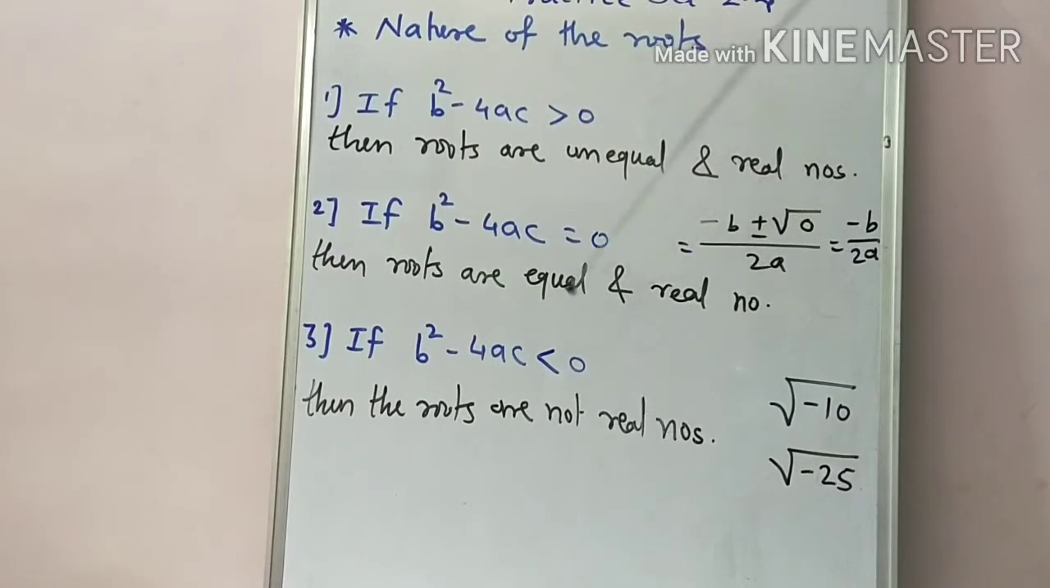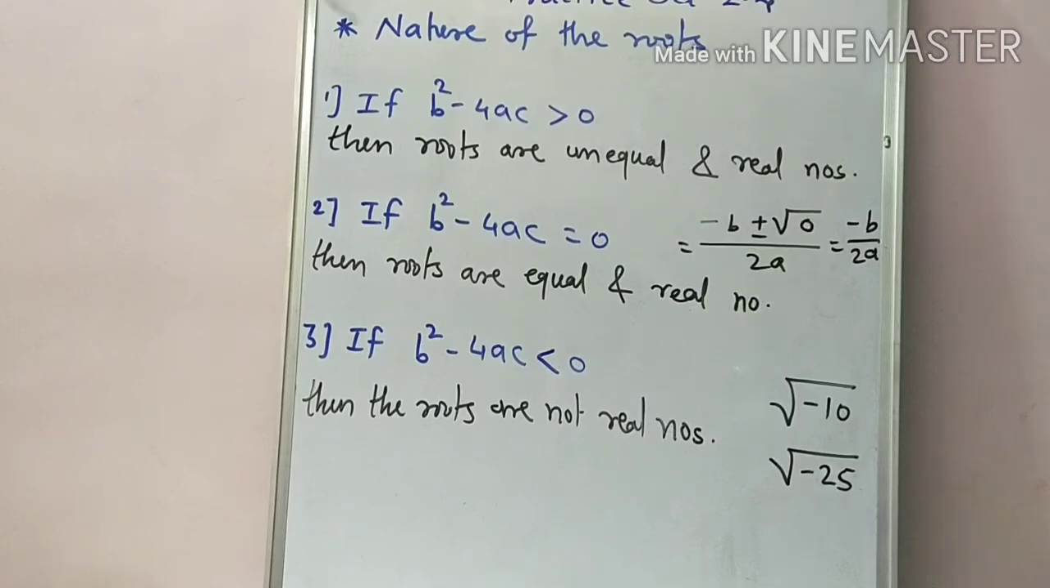Okay, so what you have to do here, students, just find out the value of delta, means the discriminant value b square minus 4ac, and compare it with 0. If it is positive, means greater than 0, you can write that the roots are unequal and real numbers. Suppose you get that value as 0, then you can write that the roots are equal and real numbers, and if it is negative, means less than 0, then the roots are not real numbers.